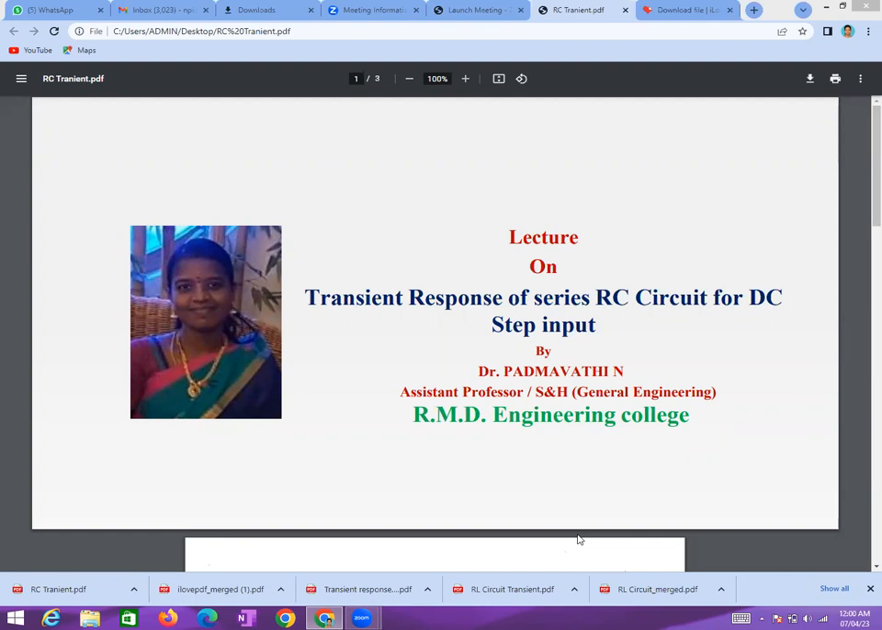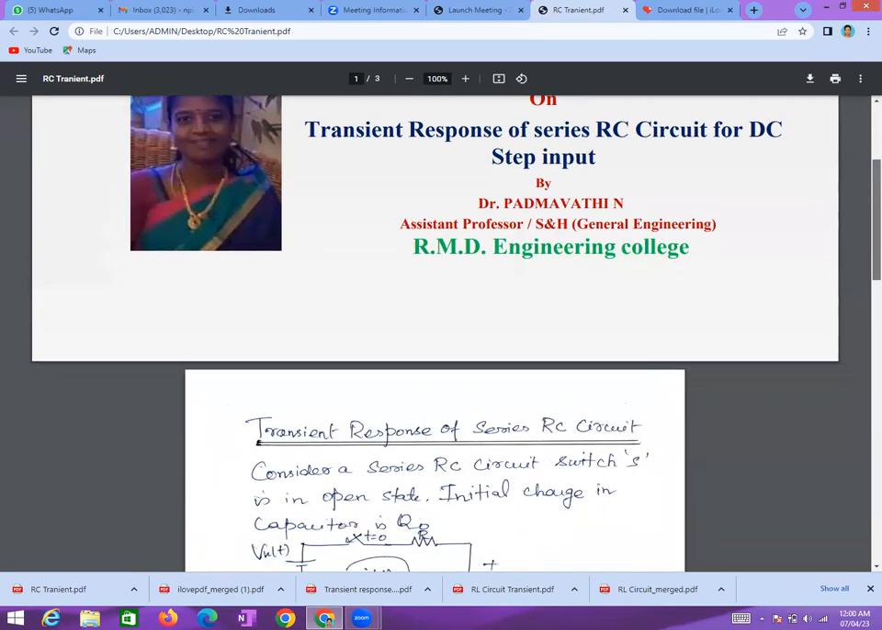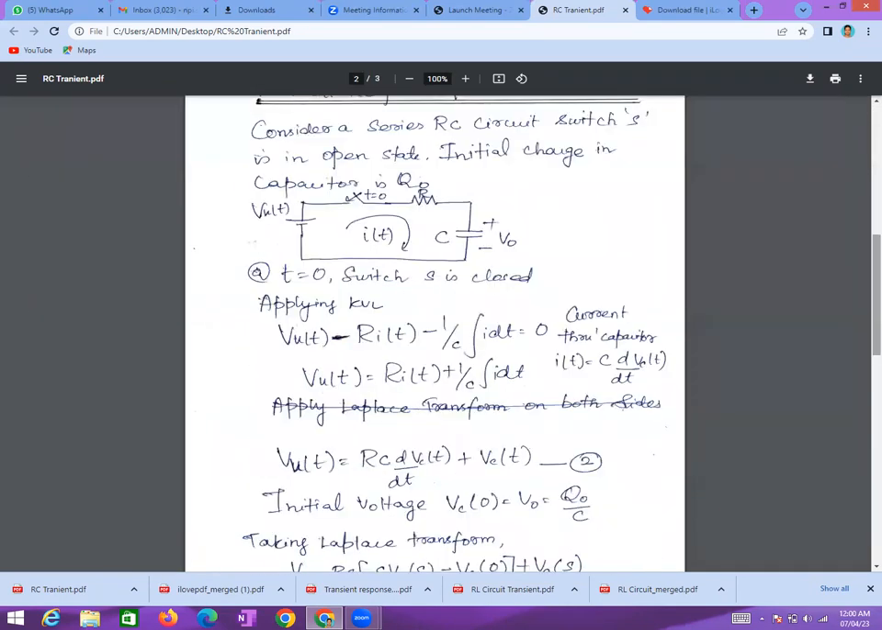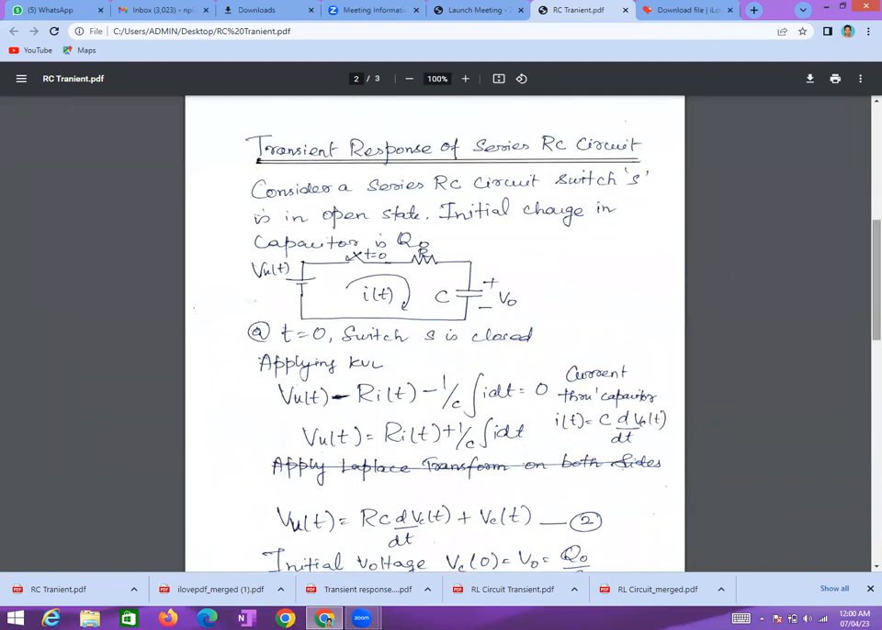In this video, we are going to discuss the transient response of series RC circuit for DC step input. So before going to the topic, first we should know what we mean by transient response. Transient response is nothing but a short duration of a pulse.